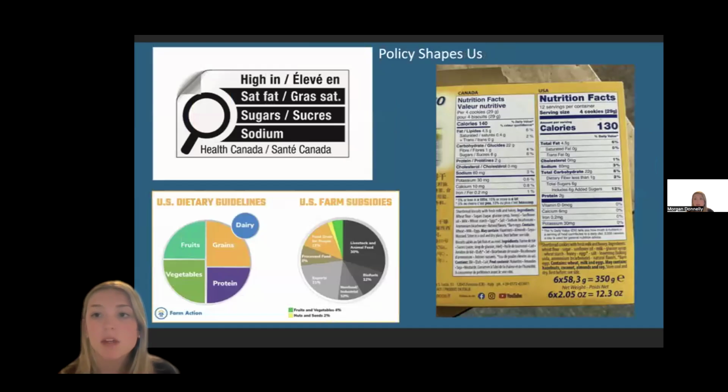Government policies shape the environments we live in. In the US, subsidies favor processed crops like corn and soy, making junk food cheaper and easier to make than fresh produce. Canada has been more proactive with labeling laws and sugar taxes, helping prevent some of this.